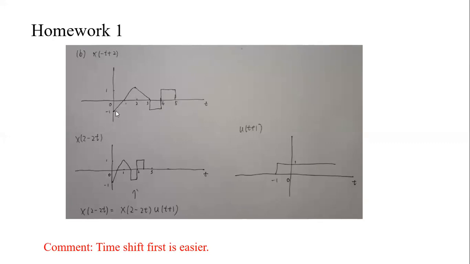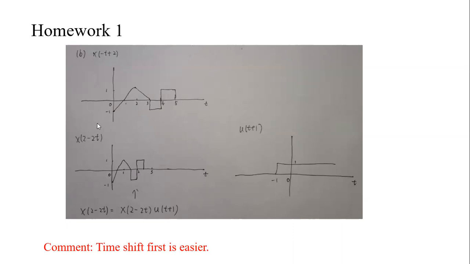And then we do the time scaling from minus t to minus 2t. So we compress the signal to 1/2, and then we obtain this result. The original signal is from 0 to 5, and the new signal is from 0 to 5 over 2. And there is an additional u of t plus 1. And this signal is shown here.